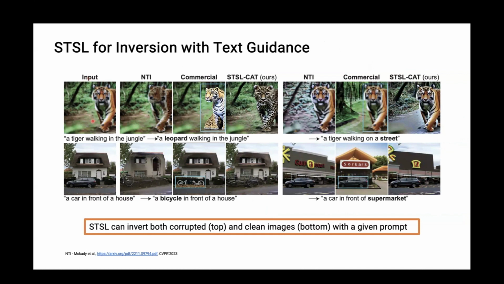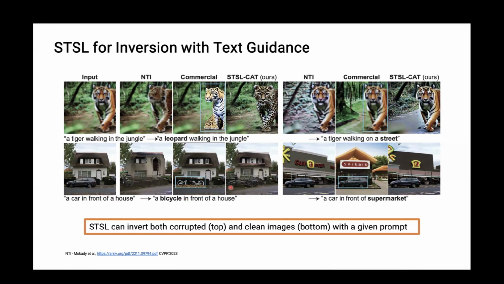If I give a noisy input of this tiger and give it the text prompt, a tiger walking in the jungle to a leopard walking in the jungle. Okay, this is what the previous state of the art was doing. The reason the previous methods were not working very well is this is not a noiseless image of a tiger. It's a very noisy image of a tiger walking in the jungle. So what you need to do is simultaneously denoise as well as text regularize, and this is what our method is doing here.